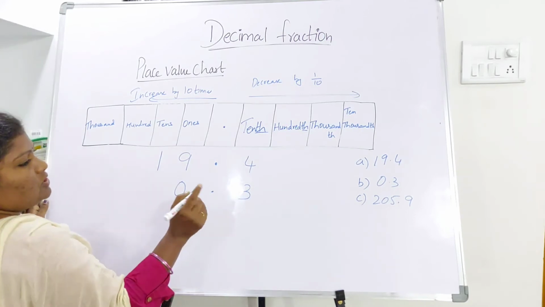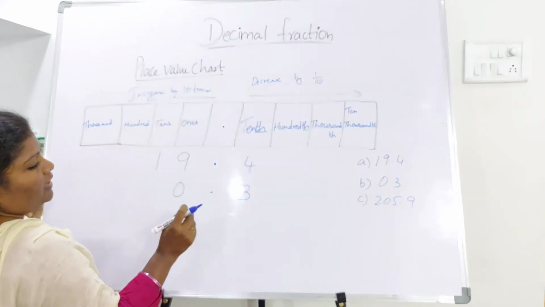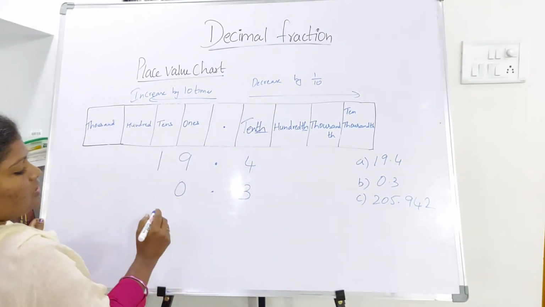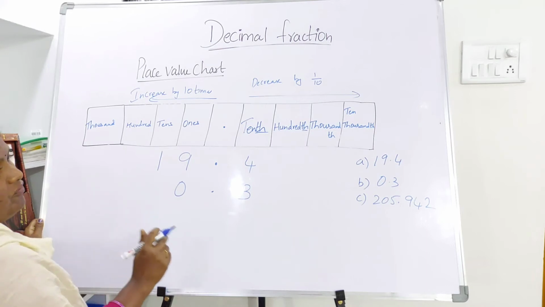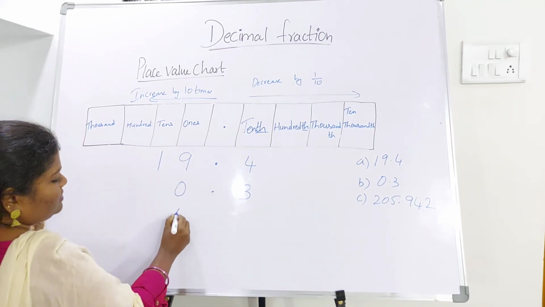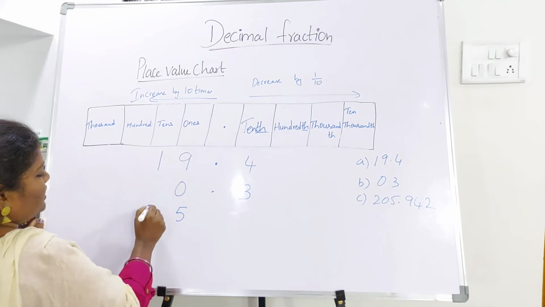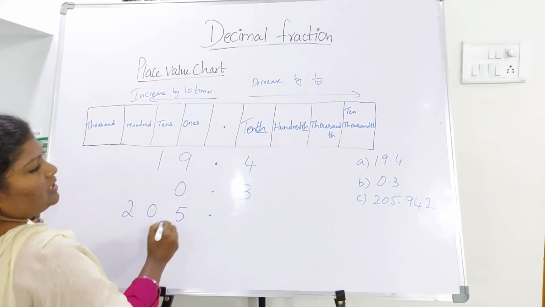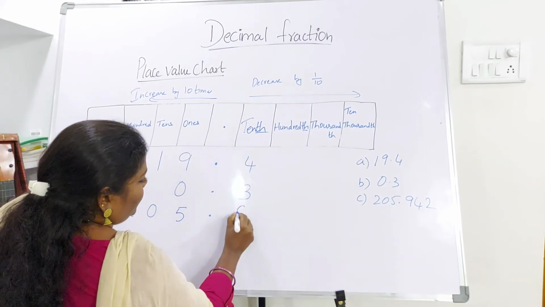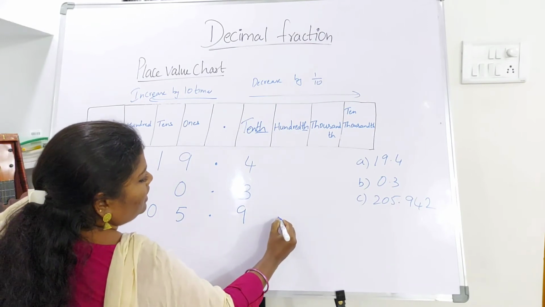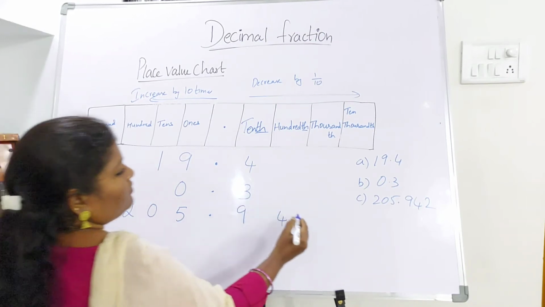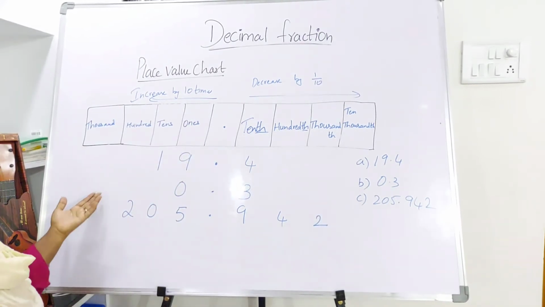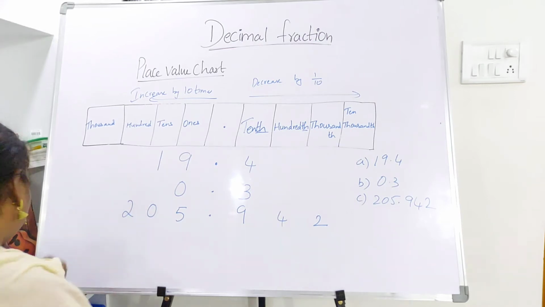And the next one is 205.9. I'll just take 42 as well, so it is 205.942. Write 5 in the ones place, 0 in the tens place, 2 in the hundreds place, then the decimal point. Now 9 is in the tenth place, 4 is in the hundredth place, and 2 is in the thousandth place.